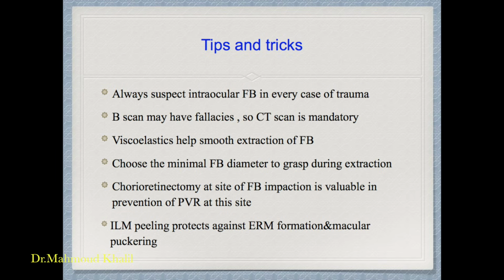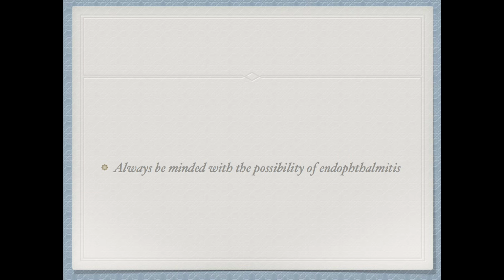So the tips and tricks. Always suspect an intraocular foreign body in every case of trauma. B-scan may have fallacies, so CT scan is mandatory. Viscoelastics may help smooth extraction of the foreign body. Choose the minimal foreign body diameter to grasp during extraction. Chorioretinectomy at the site of foreign body impaction is valuable in prevention of PVR. ILM peeling protects against retinal membrane formation and macular pucker.